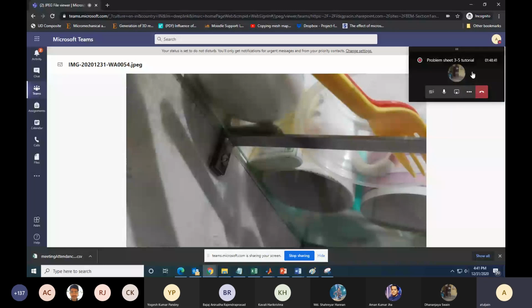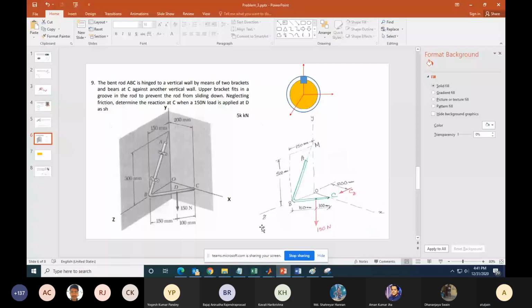Okay, so coming back to our problem now, find out the unit vector along BM. So n_BM you have to find out, and then summation M_BM is equal to 0. Moment about axis BM being 0 should help you solve this problem.